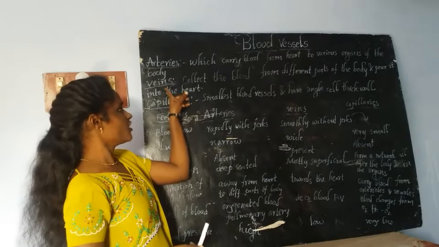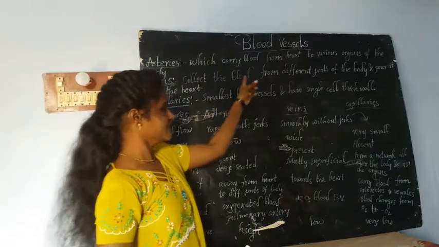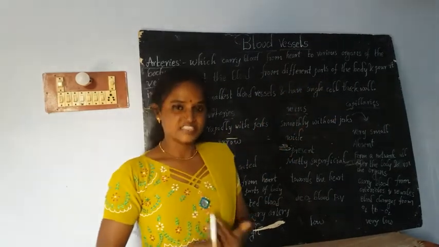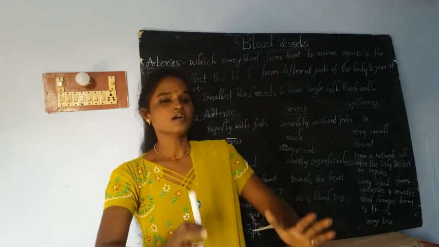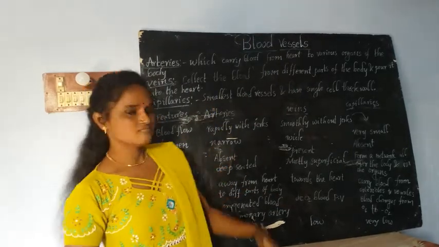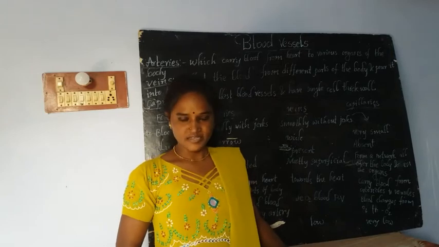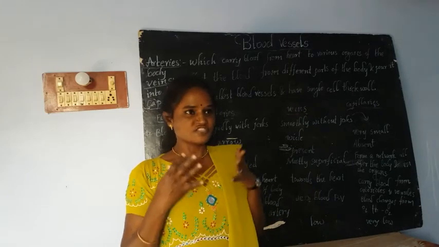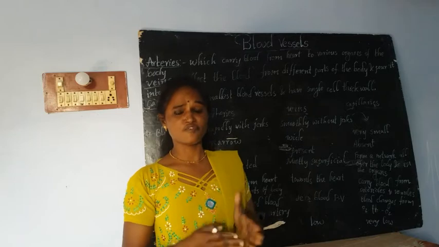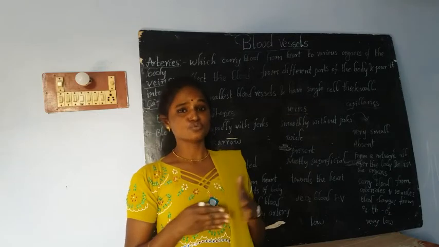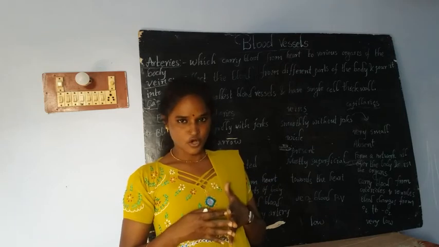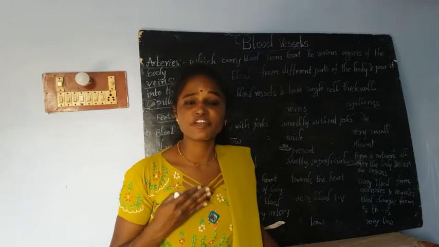The veins are also blood vessels, which collect the blood from different parts of our body, and take that blood and pour it into the heart. Whenever the blood reaches different parts of our body, just remember about different organs. How are the organs made up? They are made up of different varieties of tissues, and these tissues are formed by combining different varieties of cells. And each and every cell performs different functions.